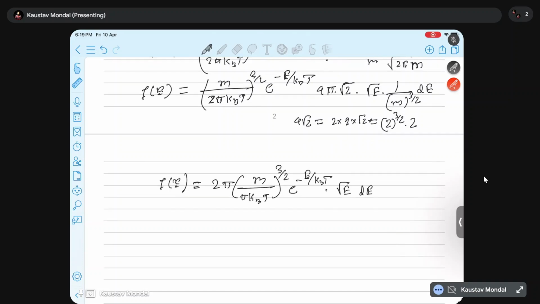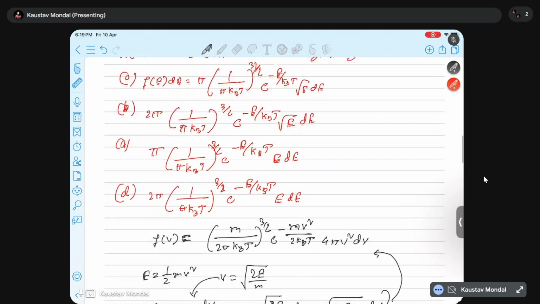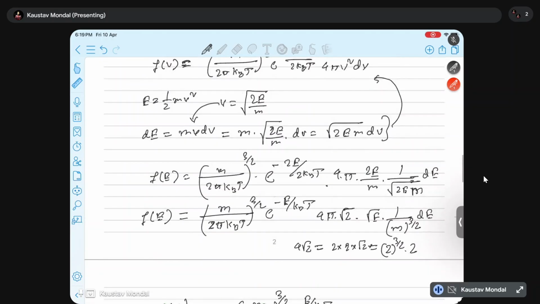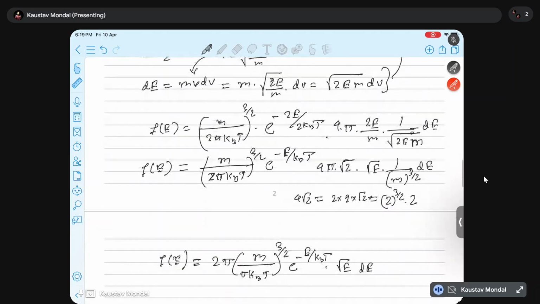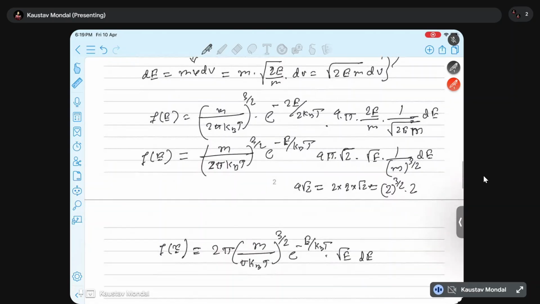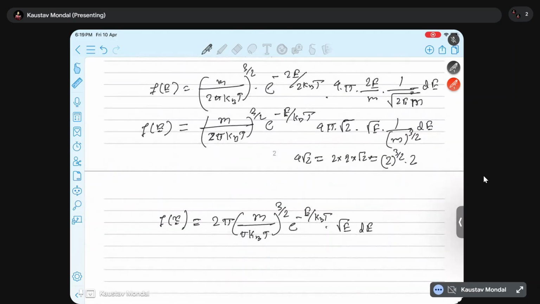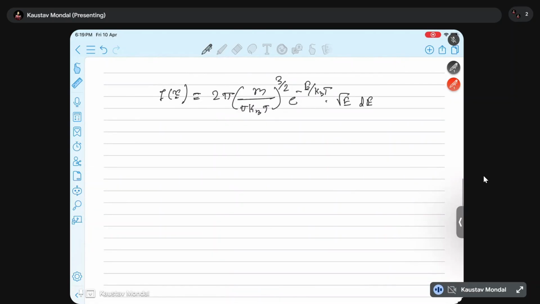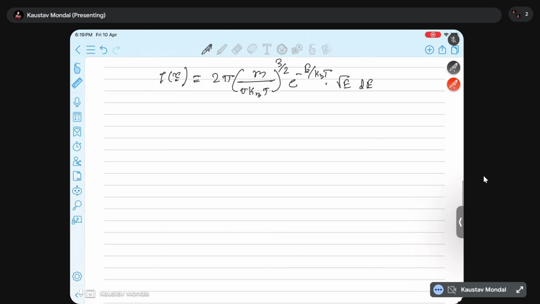So the correct option will be option B. Okay. Similarly, if someone asked to write this distribution in terms of momentum, that is also an easy job, not difficult. The recipe is quite the same. So you can write the energy as half mv square, right? Also you can write p equal to mv, right?